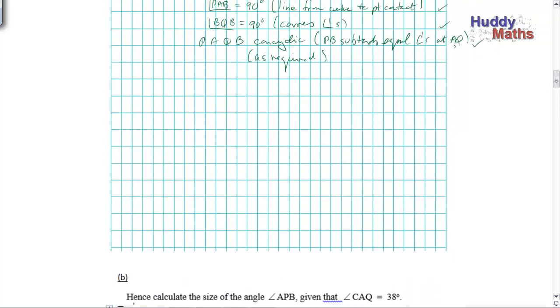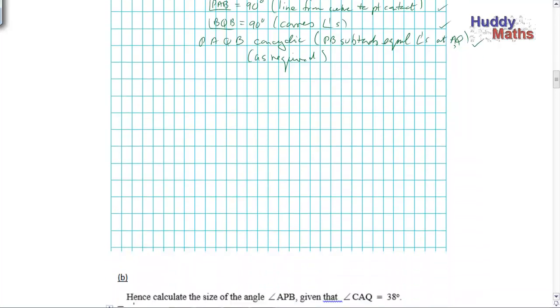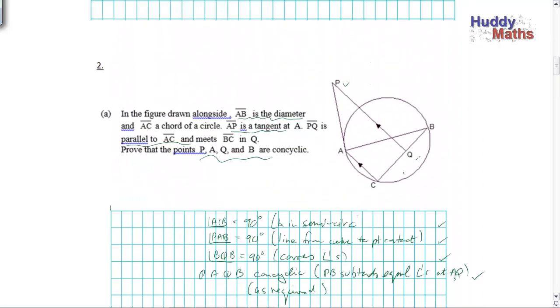CAQ is 38. Let's tidy this up a bit, all these ticks and stuff here. CAB, hang on, what was it? This is a problem with doing it on screen. CAQ is 38. So I've got to join this. I've got to remember that was 90, that was 90, that was 90. So I've got all the information there. So I want to find angle APB. That's this one up here. So I've got to somehow get up there.